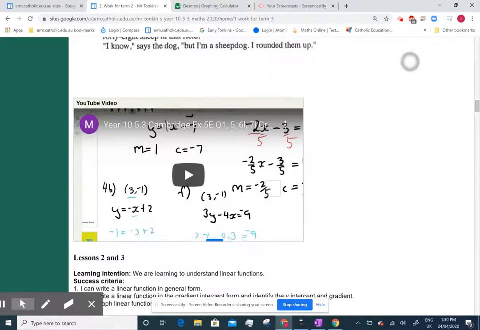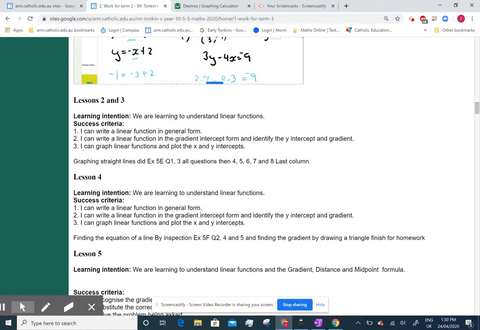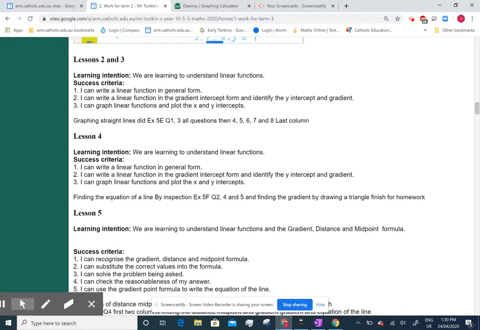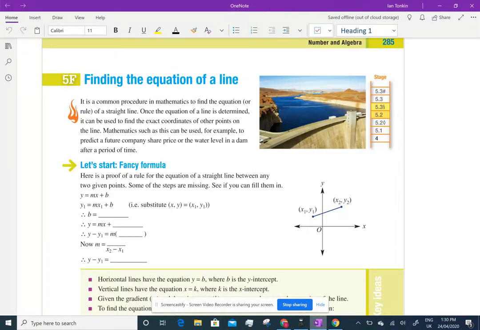Okay, Year 10, we're going to move on to the next lesson, which is finding the equations of linear functions. Finding the equation of a linear function is important because it allows us to then use that equation to find exact future points or previous points. So let's have a look at exercise 5F.